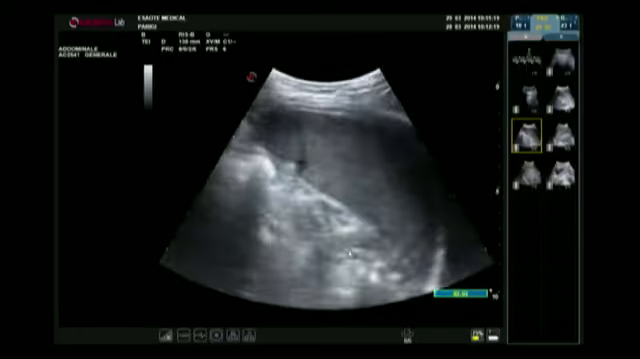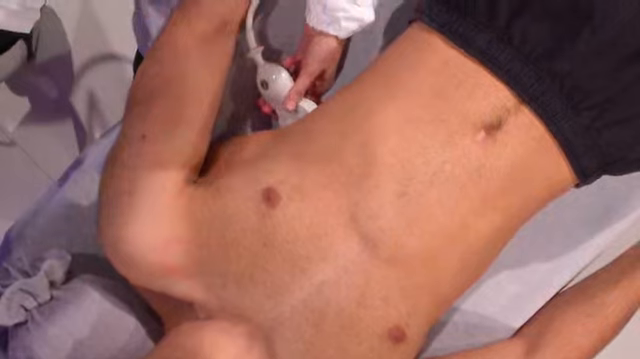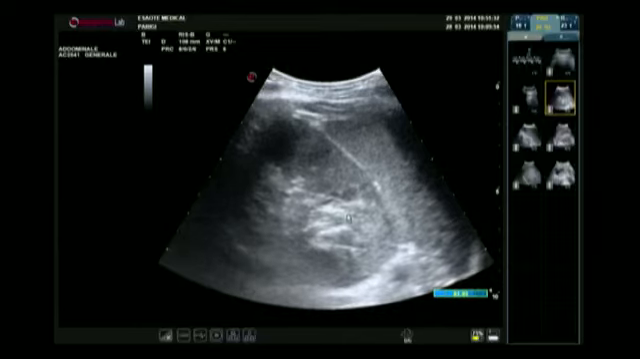And you should do exactly the same on the left side. So you scan the left upper abdominal quadrant, like here, and you have the same picture, but now with the spleen and the left kidney.